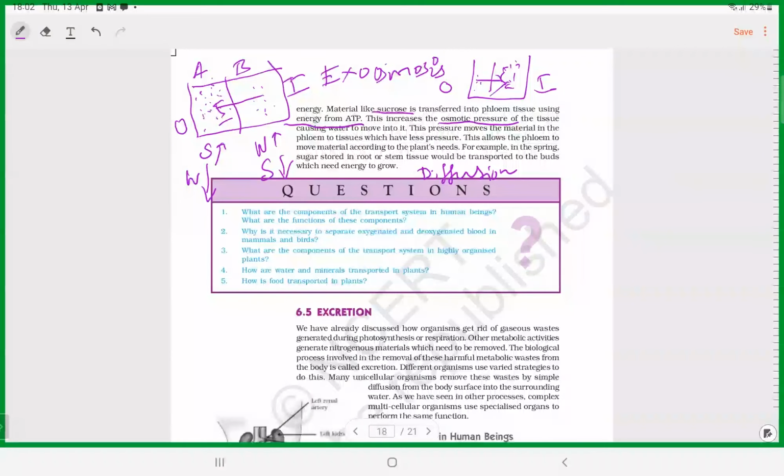Water, osmosis. What is osmolarity? What is called osmolarity? The number of active molecules in a substance. Osmoles means what? Active molecules.